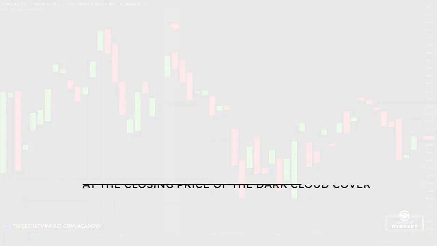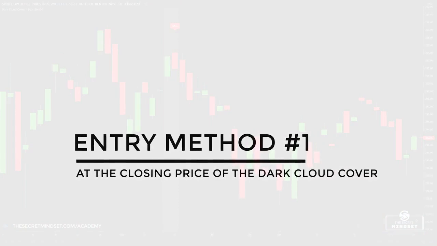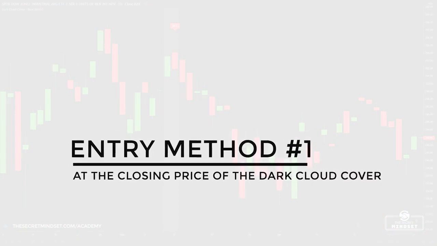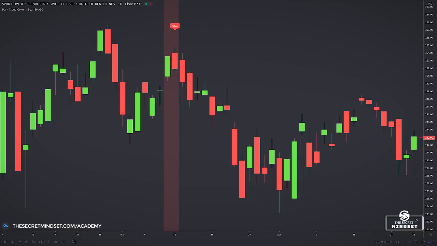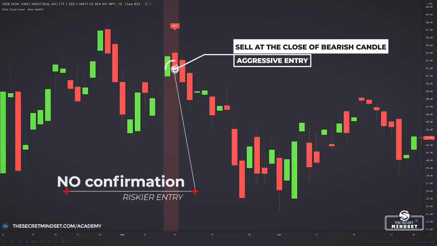So how do you exactly get into a trade once the dark cloud cover appears? Entry method number 1: at the close of the dark cloud cover. The first type of entry is what I consider an aggressive entry. To enter into a trade using this entry method, you simply wait for the close of the dark cloud cover and then enter into a trade. This means once the second bar of the formation closes, you immediately go short using a market order.